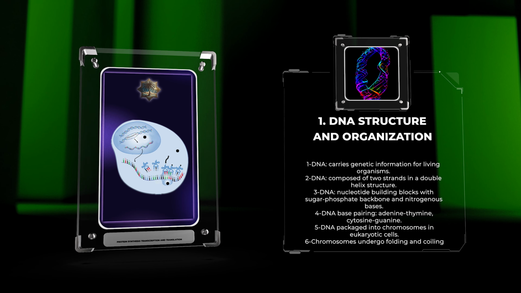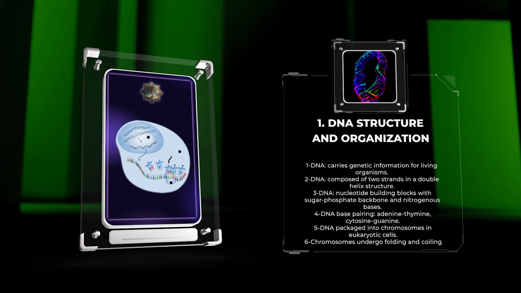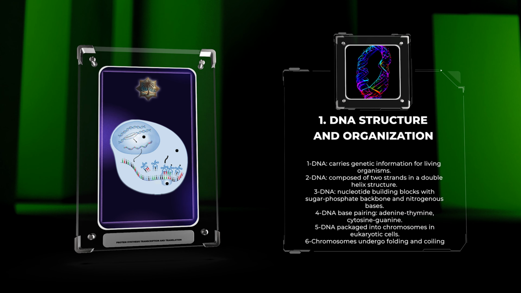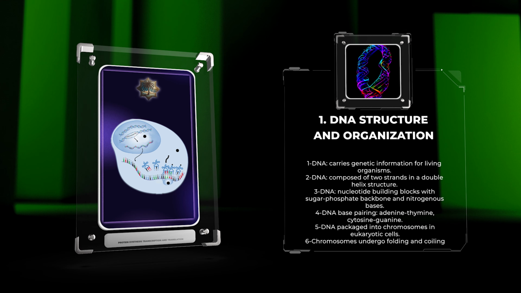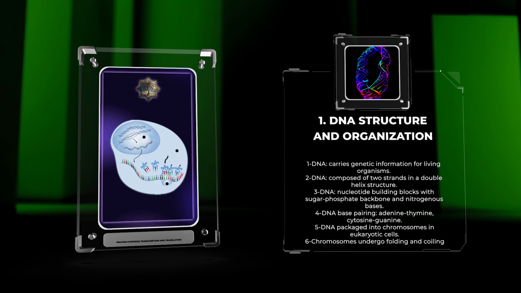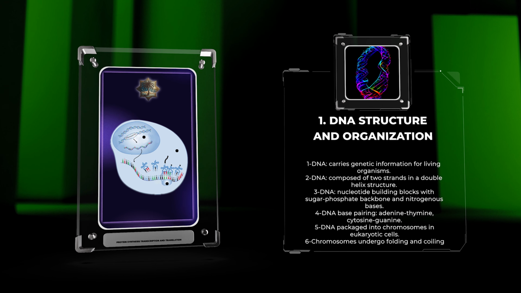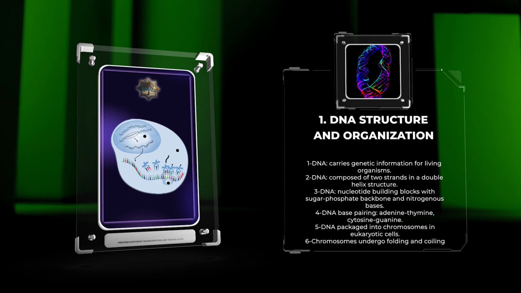Furthermore, DNA is packaged into chromosomes, which are highly organized structures found within the nucleus of eukaryotic cells. These chromosomes undergo intricate folding and coiling, facilitated by DNA-binding proteins called histones. This organization ensures that DNA is efficiently compacted, safeguarded, and readily accessible during gene expression processes.